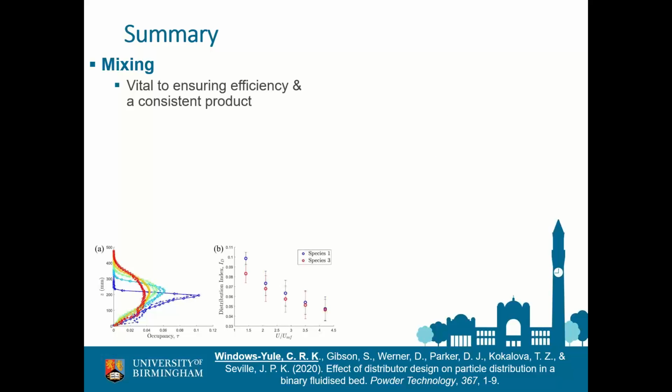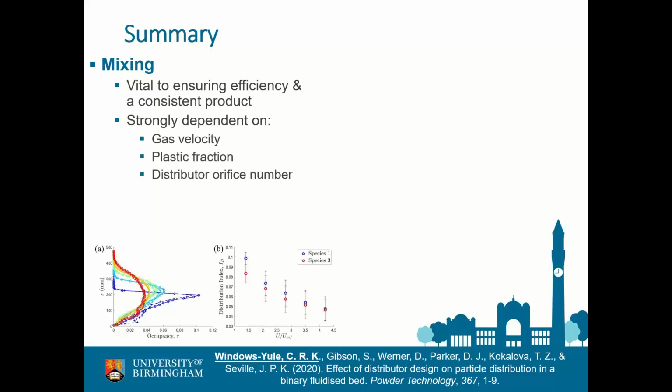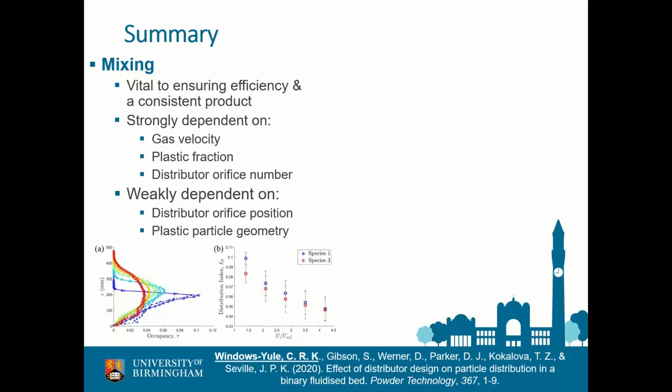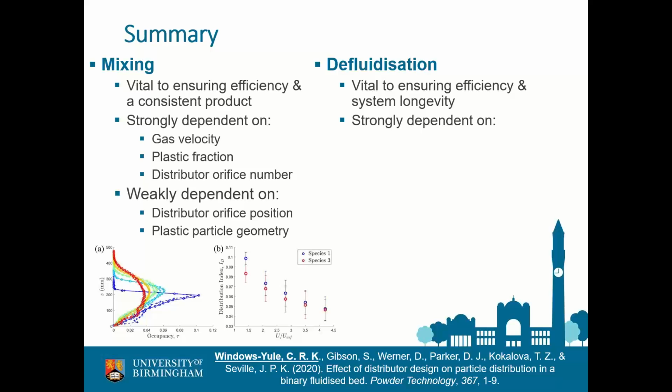As for the more specific results, we've looked into the mixing within these systems, which is of course vital to ensure the efficiency of the systems, but also to make sure that the product we get out at the end is as good as possible. We found it's very, very strongly dependent on the gas velocity, the plastic fraction, and the number of orifices in the distributor, but almost entirely independent on where we put these orifices or of the geometry of the plastic particles we put in there. Similarly for the defluidization, which again we need to minimize in order to make sure that our systems last a long time and process the plastic waste efficiently.